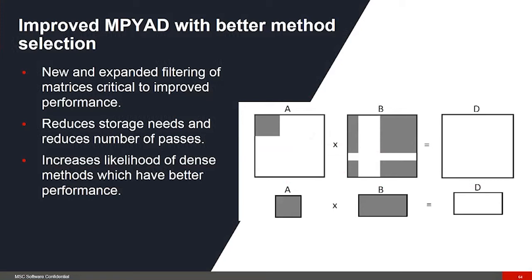So it is important to note the features that we have added for the new method. We have added and expanded filtering of matrices to improve the performance. This helps to reduce storage needs and reduce the number of passes, and also increases the likelihood of a dense method, which can have better performance. So these are all added for ease of use, for the user to have a more computationally efficient solution.